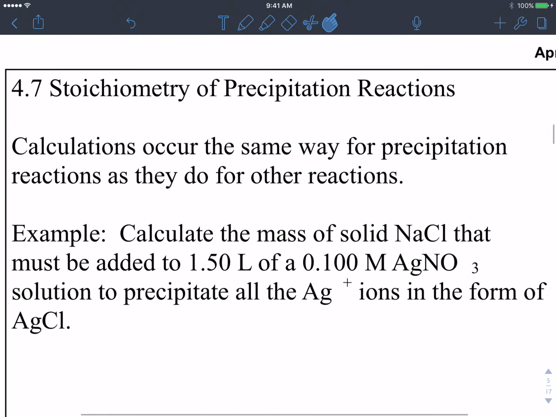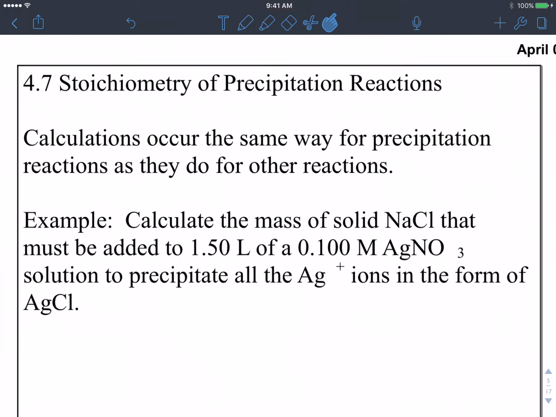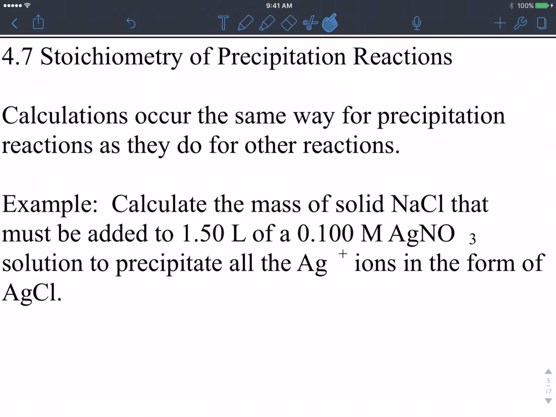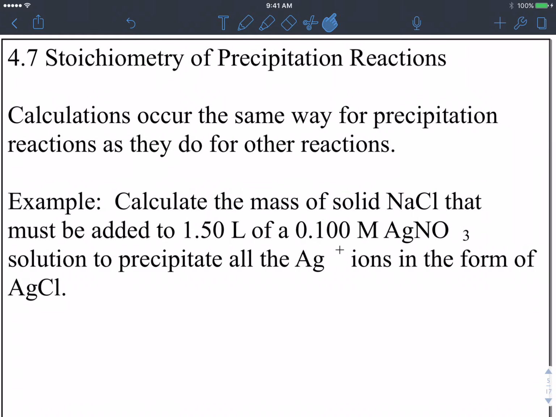Welcome to Lesson 7. In Lesson 7, we're going to take a look at the stoichiometry of precipitation reactions. So what you notice there in my first statement is that calculations occur the same way for precipitation reactions as they do for other reactions. So calculations, they say that they occur the same way, but really there is one glaring difference. And that difference is this introduction of molarity as a conversion factor.